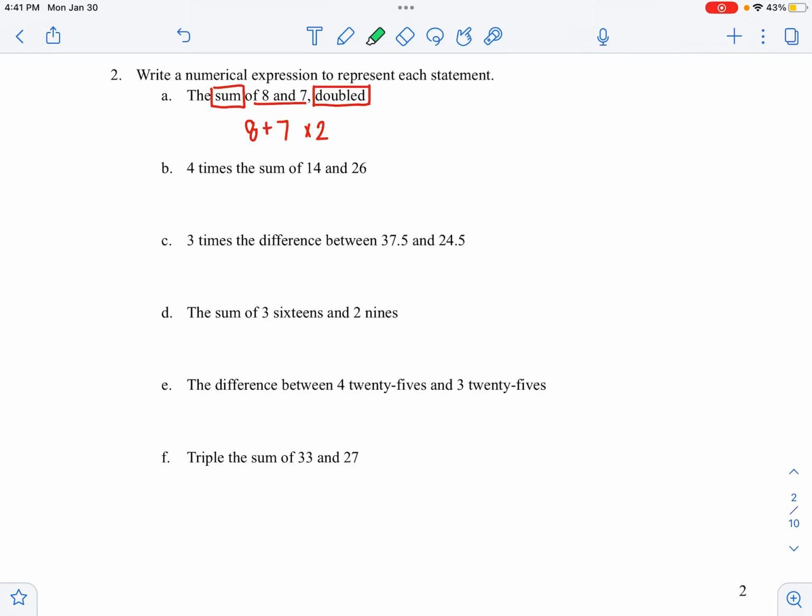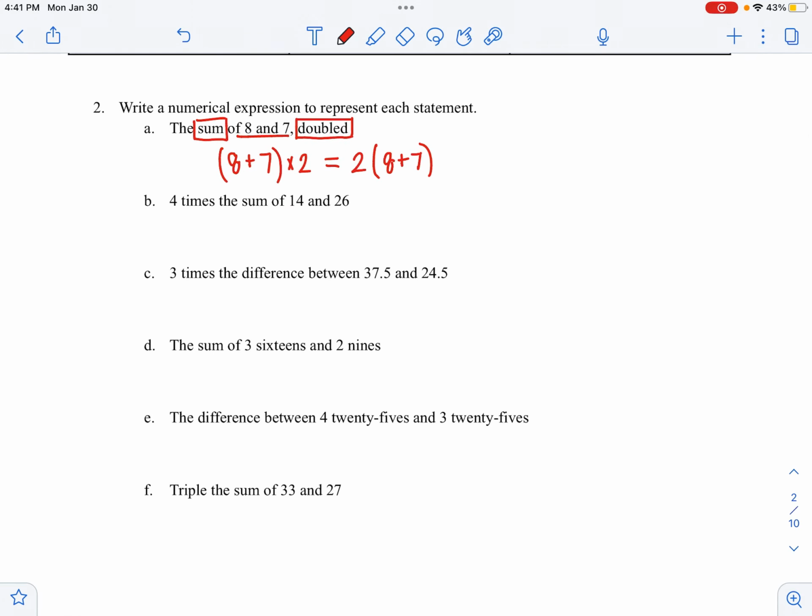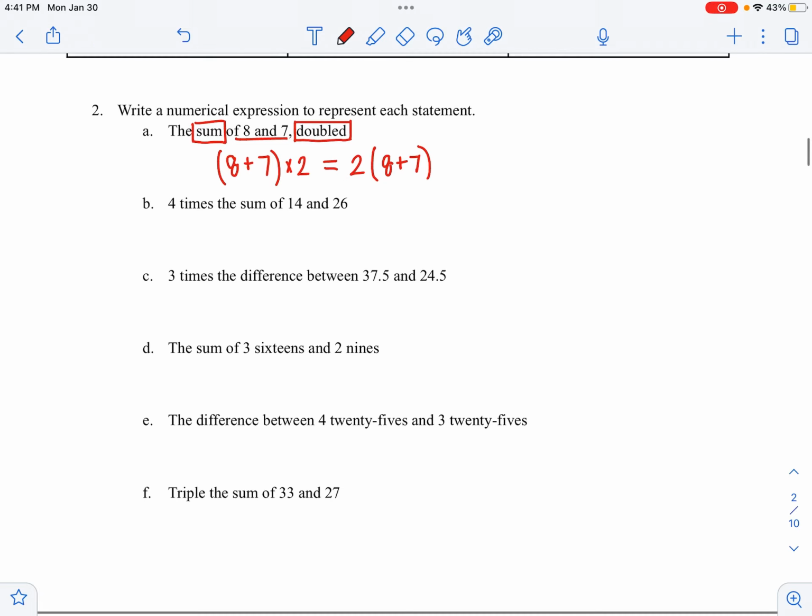To ensure that I'm actually doubling the sum of 8 and 7, I want to add parentheses. Those parentheses tell me that I'm finding the sum of 8 and 7, then doubling. I can rewrite this as 2 times (8 plus 7). Remember, when I have a number hugging the parentheses, that indicates multiplication. For the rest of the questions on problem 2, make sure that you're reading closely and showing me your annotations. Let's take a look at question 3.